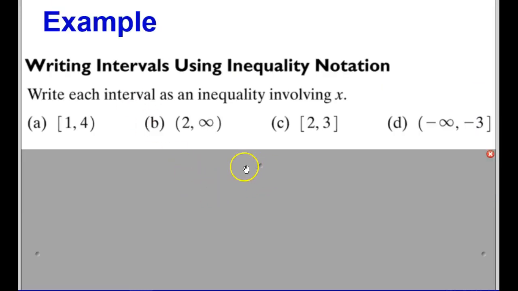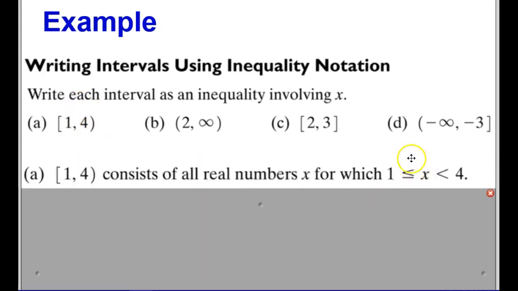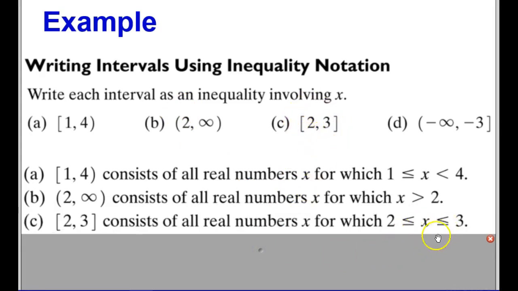Okay, so here's our next example. Here I'm given my notation and I have to write the inequality. I see I've got a bracket by the 1 and a parenthesis by the 4, so I know that I'm only going to have the equal sign by the 1. Now I can look at the next one. I see I go from 2 to infinity, but I do not include 2, so I can say that x is greater than 2. Here I see 2 and 3 both in brackets, so I have equal signs for both of them. Now here I'm less than because I'm going to negative infinity, less than or equal to because it's a bracket, negative 3.